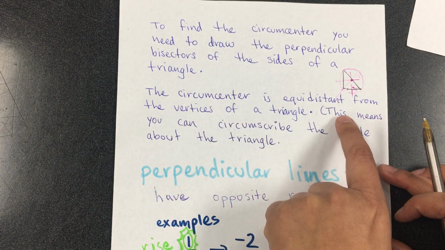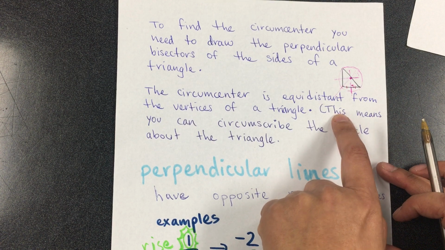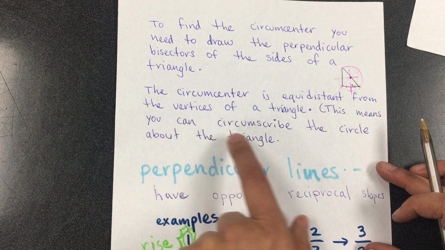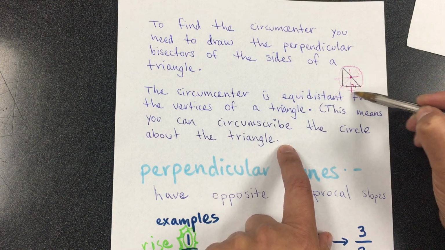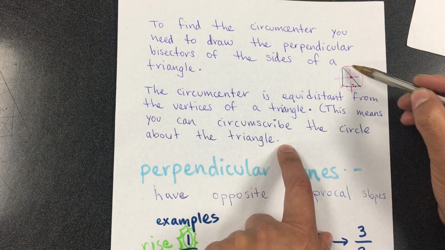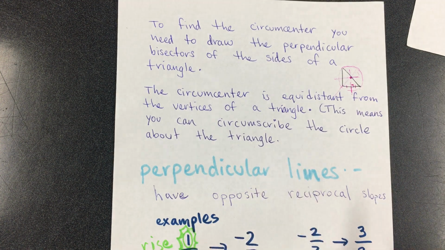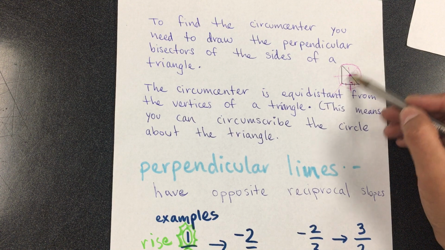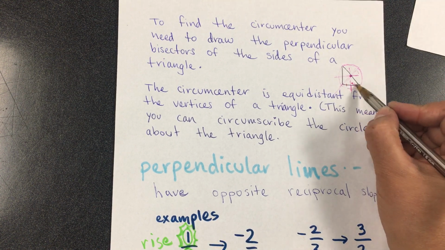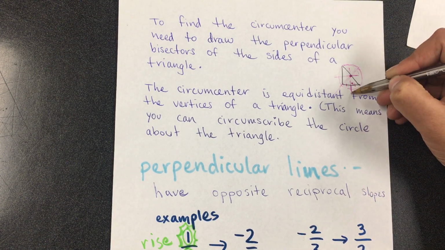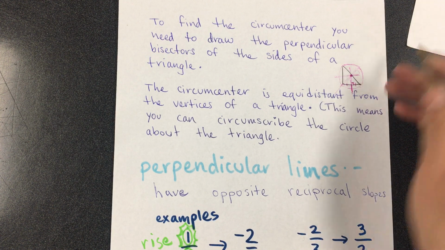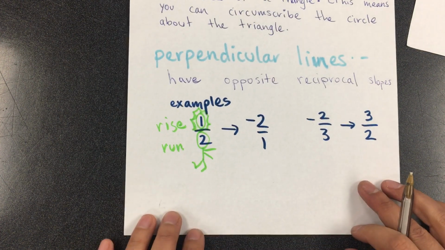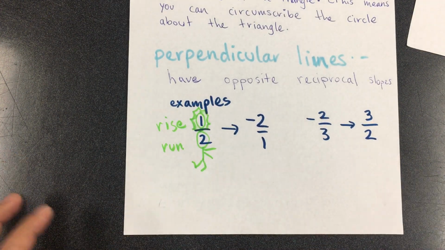And that's what this next note says. This means you can circumscribe the circle about the triangle. So you can draw the circle around the triangle. Now, how do I find that line? How do I draw it? Because if I have a horizontal line, you just go straight vertically in the middle. Same here. But how do I find that? Well, that's where this little note is going to be very helpful.